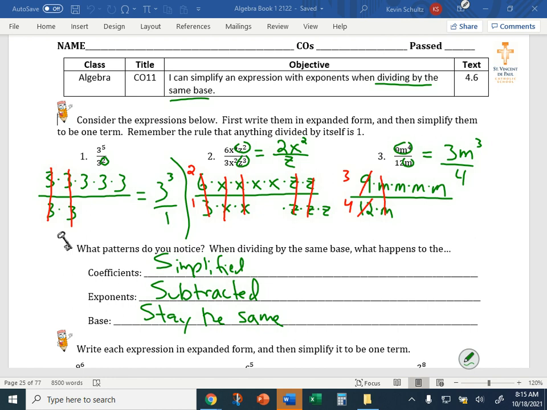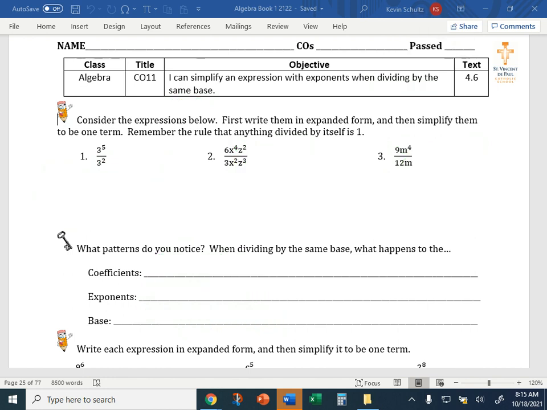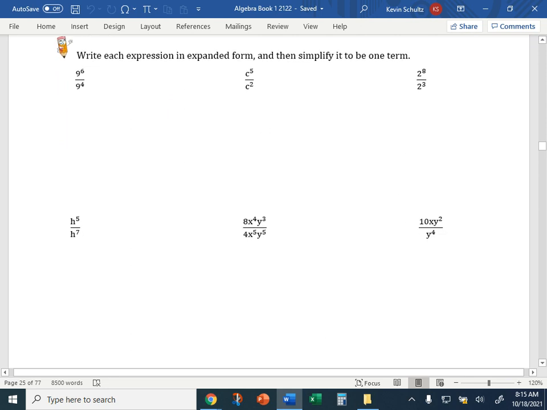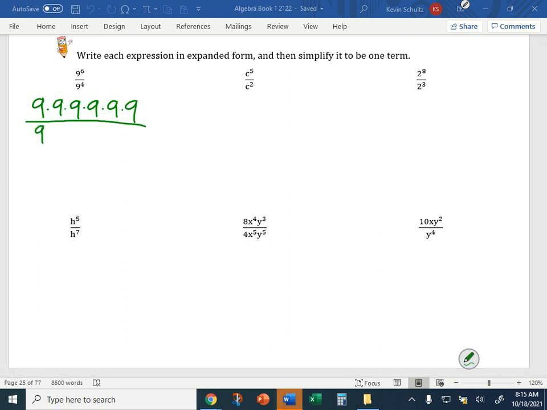Let's look at some stuff down below. Again, you're going to get a little bit annoyed with me because I am requiring you to write each expression in expanded form first, then simplify it to be one term. What if you did a fraction? Does one term mean like right as a fraction? Yes, yes, yes. So 9 to the 6 over 9 to the 4th in expanded form: 9 times 9 times 9 times 9 times 9 times 9. In my denominator, 9 times 9 times 9 times 9.